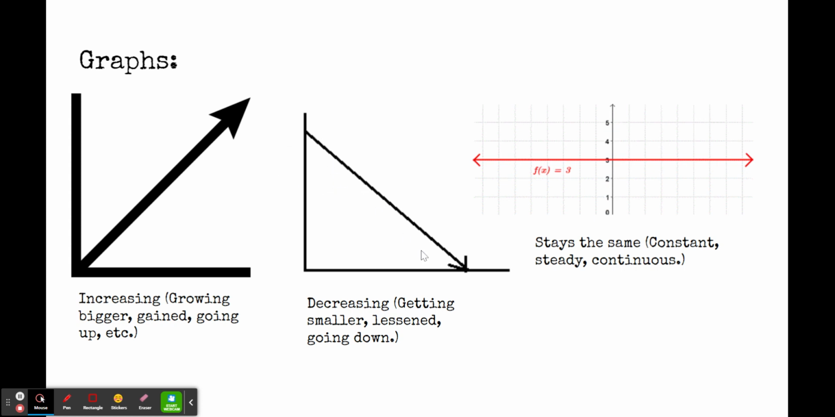For the decreasing graph, the value is getting smaller. If this is 50 again over here, then this would be like 3 down here on the x-axis. This is getting smaller. The value has lessened, and the physical line is pointing downwards. This stays the same. It's a constant graph.